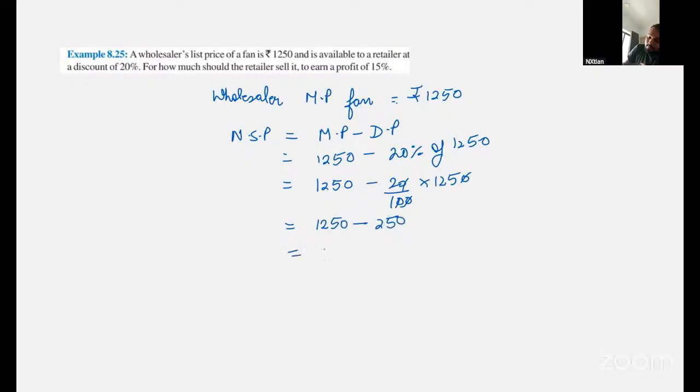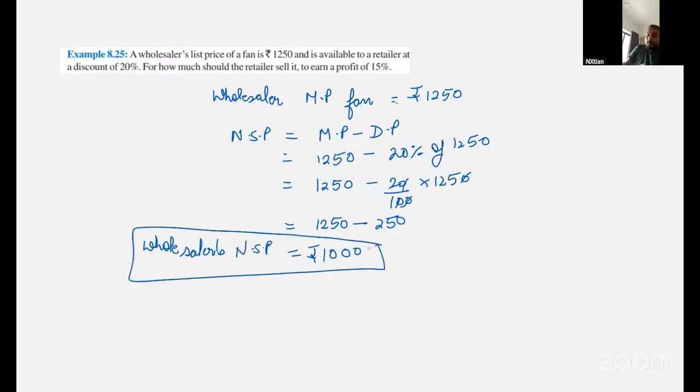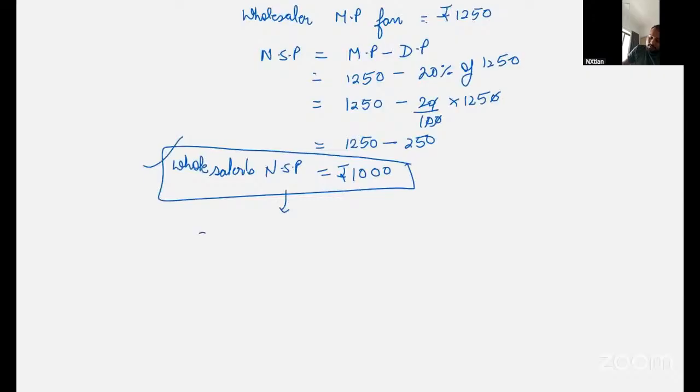So the NSP of the wholesaler's fan was 1,000 rupees. It means the wholesaler is now selling it for 1,000 rupees, so of course the retailer will buy it for 1,000 rupees only. This will become the cost price of the retailer, which is 1,000 rupees.